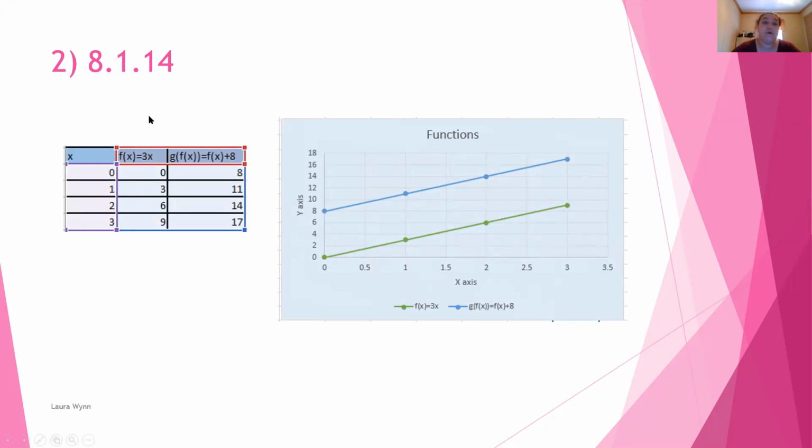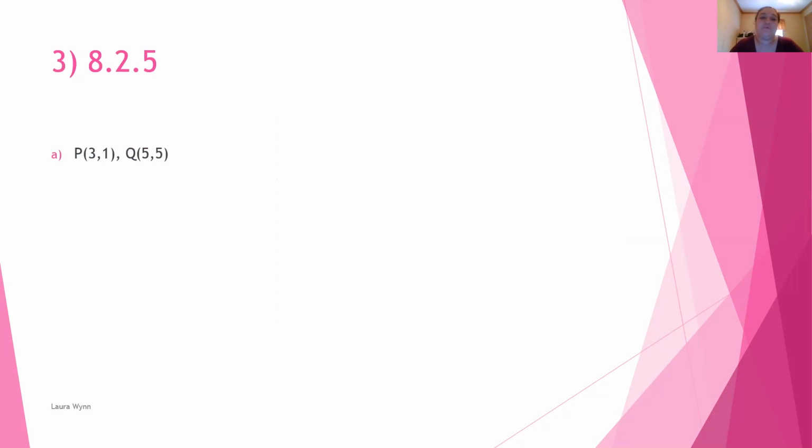Or you can use Excel, so that's what I did. I just plugged in my functions over here and solved for the values and inserted this graph, all with Excel, and it took maybe a minute. The green line is our function f of x is equal to 3x. Our blue line is g of x is equal to f of x plus 8. It's very simple. I'm usually a number girl, but when you can just plug the stuff in and it does it all for you, and bam, there's your graph, it's pretty awesome.